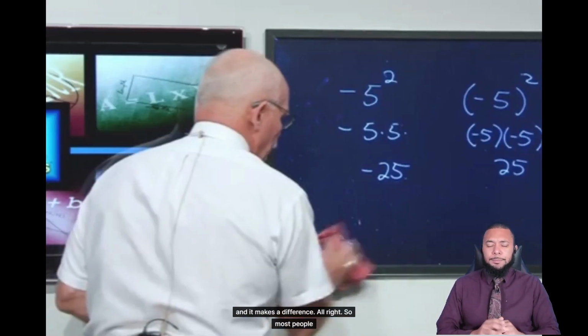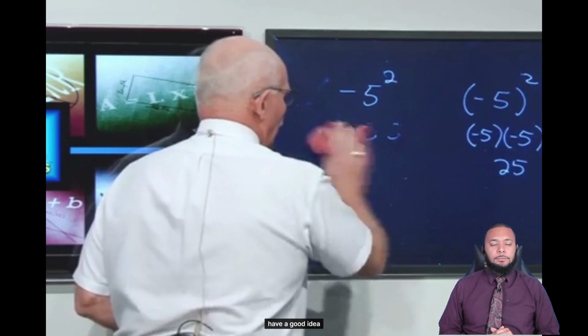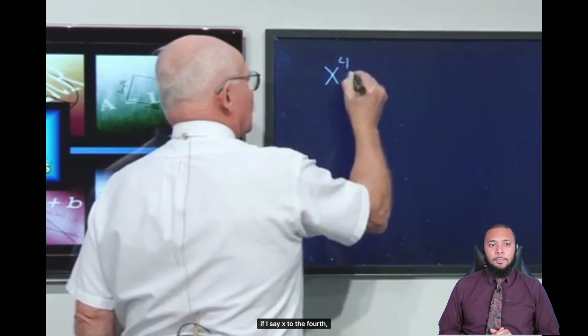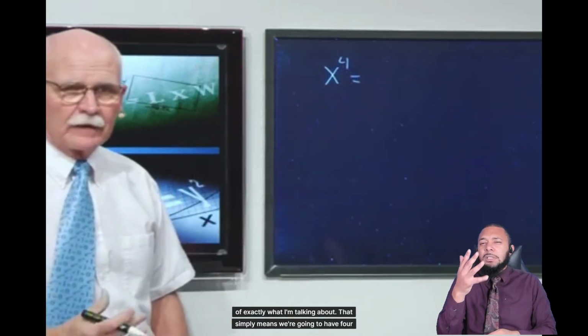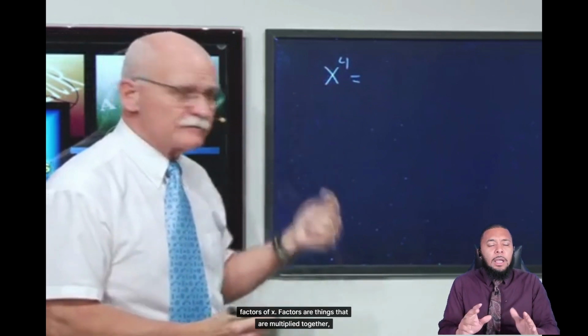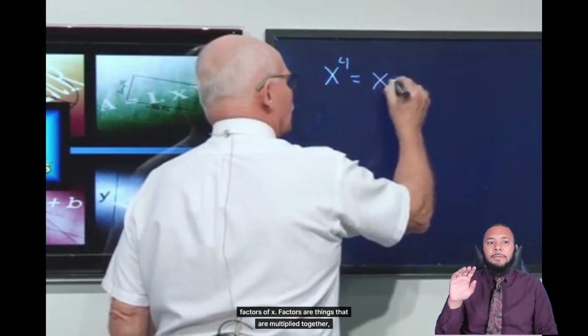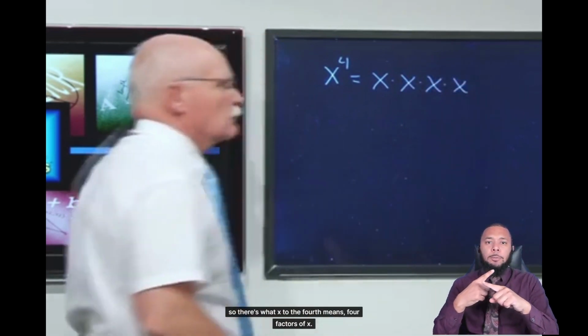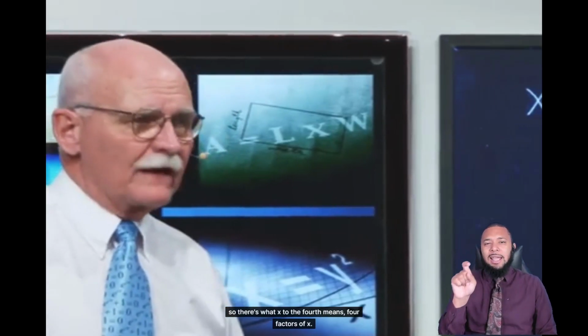All right. So most people have a good idea of exactly what I'm talking about if I say x to the 4th, okay? That simply means we're going to have 4 factors of x. Factors are things that are multiplied together. So there's what x to the 4th means, 4 factors of x.